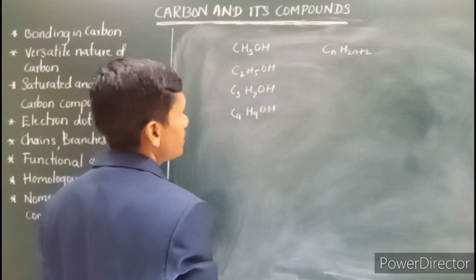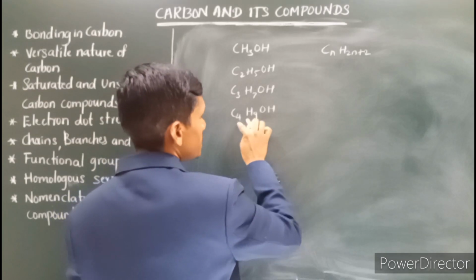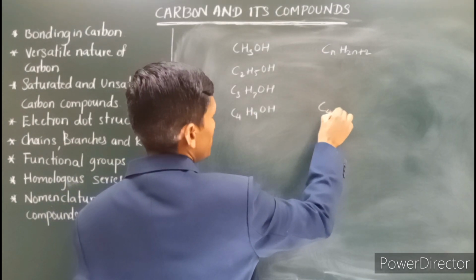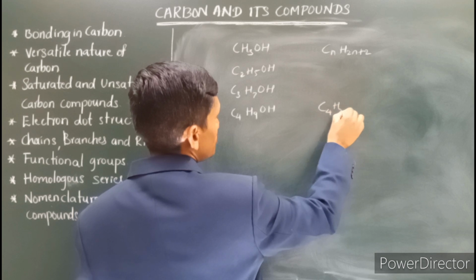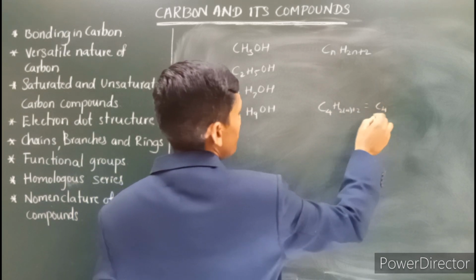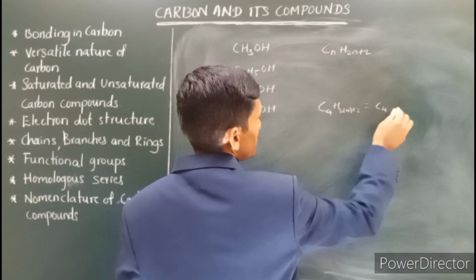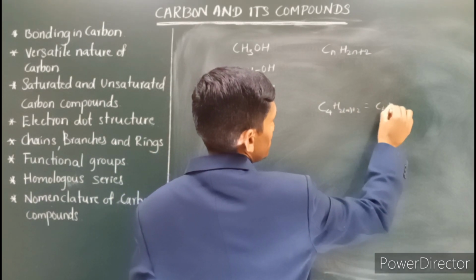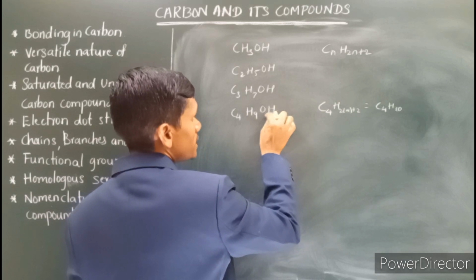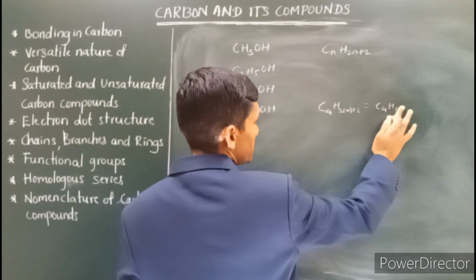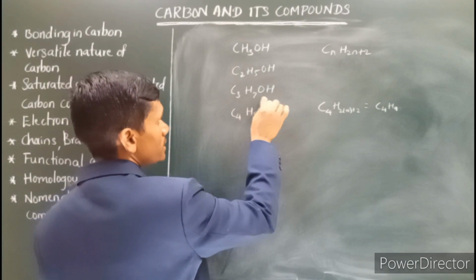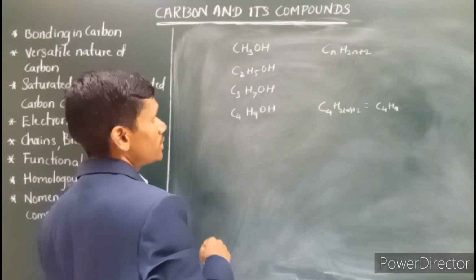C4H9OH. How are we getting this? You see, if it is an alkane, for example butane, the formula is CnH2n+2. So 2n+2 would be C4H, 4 times 2 is 8, plus 2 is 10, H10. But one alcoholic group, OH, is replacing one hydrogen, that is why this becomes 9. So C4H9. Here also similarly the same.